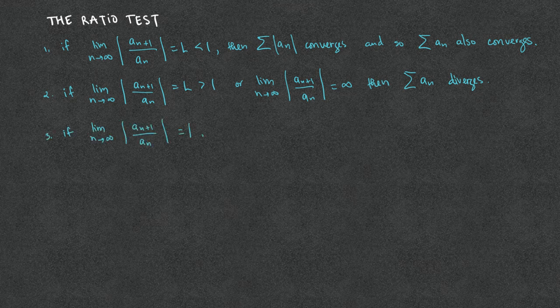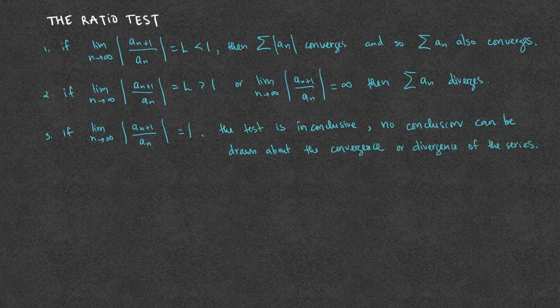If the limit as n goes to infinity of the ratio a sub n plus 1 over a sub n is exactly 1, then the test is inconclusive. No conclusion can be drawn about the convergence or divergence of the series. We must use some other test to determine the convergence or divergence of the series.